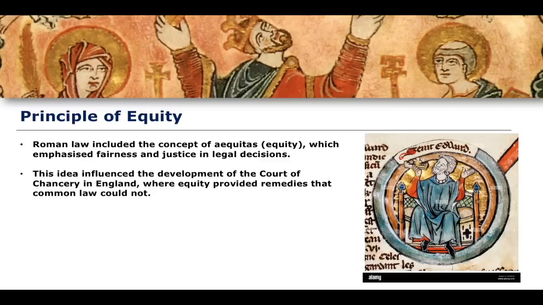So in situations where the common law was seen as particularly rigid and particularly unjust in its application, where the application of the common law is still correct, but it still nevertheless is quite unjust, the Court of Chancery can step in and apply principles of equity that would emphasize fairness and justice.